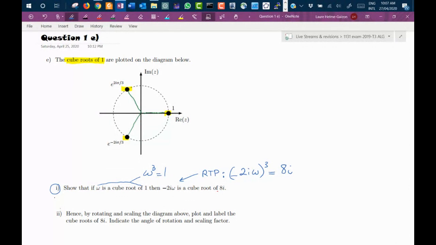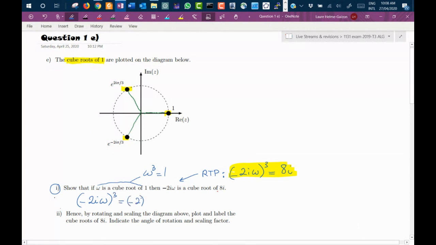I think for this first part of the question, you probably realize that writing down what the definition of cube root is basically gives you the strategy. You want to show that this is true, so just take a number, you raise it to the power of 3, and if everything goes well, you will get 8i. So let me do that. So minus 2i omega to the power of 3.